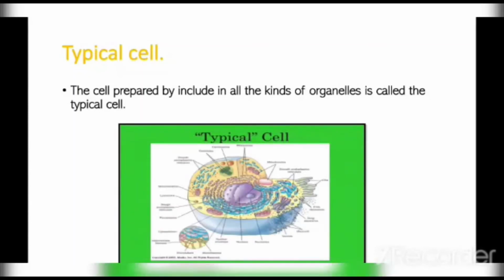This is the picture of the typical cell. But remember, we can never see the typical cell in the world because not every cell has every organelle. We can take the example of RBC. RBC doesn't have a nucleus; like that, no cell has all the organelles. So we have to study the typical animal cell and typical plant cell organelles, and shall move to the typical animal cell.